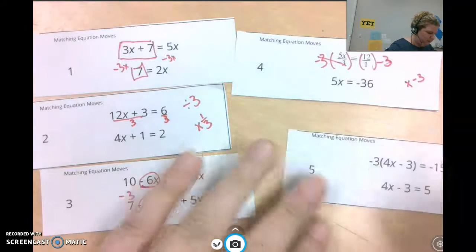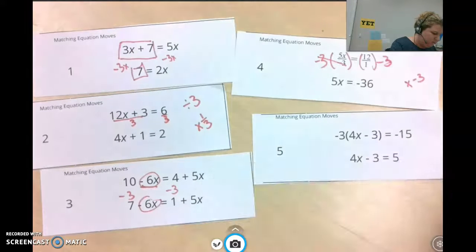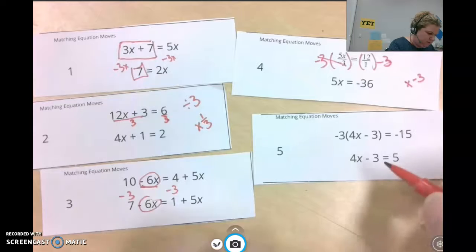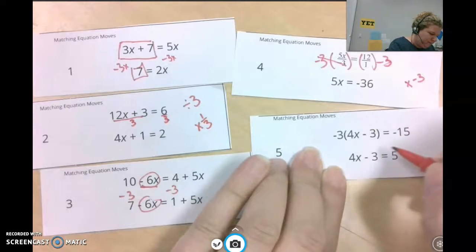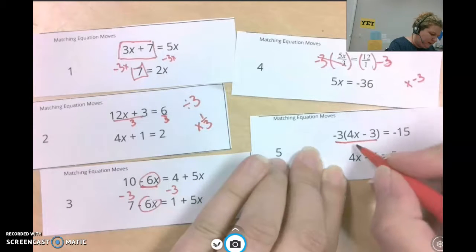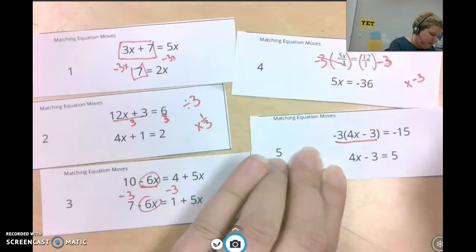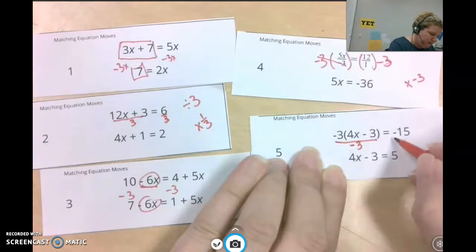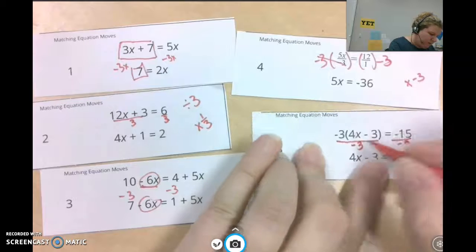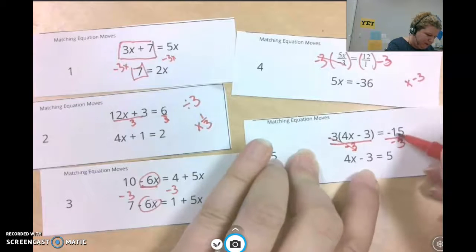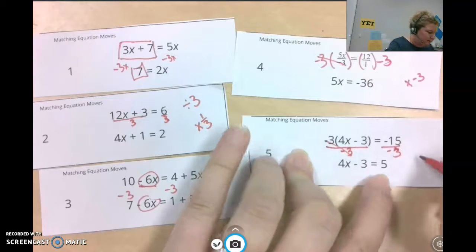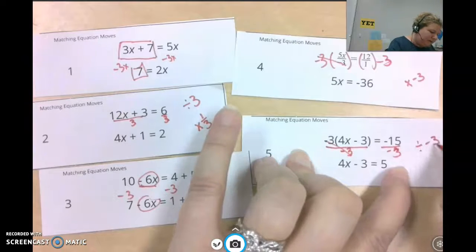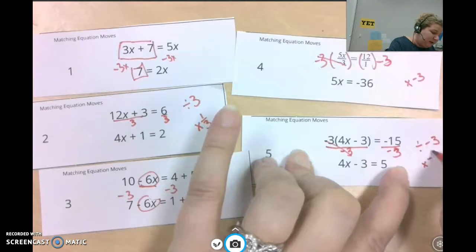Number 5. This one is interesting. See, this is that. So looks like I'm dividing by negative 3, which would cancel that, and then I would end up with negative divided by negative is a positive. Okay, so I'm dividing by negative 3, which is multiplying by negative 1/3.